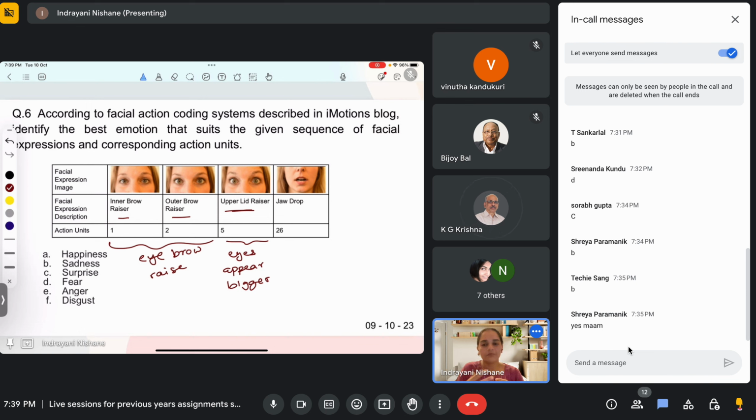Agreed. So maybe the confusion is because these pictures are only a part of the face. They are not a complete face. If they had given the complete face, then probably this confusion wouldn't have been there. Because if all your videos were on, then we would be able to see Shreya's confused face, and all of us would be telling her this is how your face is looking right now, and it is not surprise or happiness, it is mainly confusion or frustration, something like that.